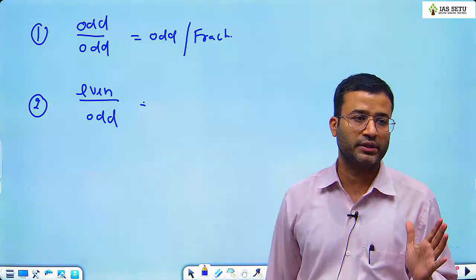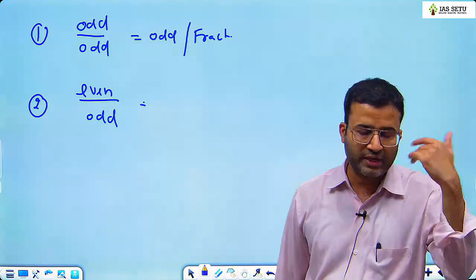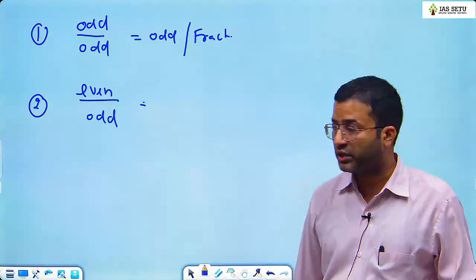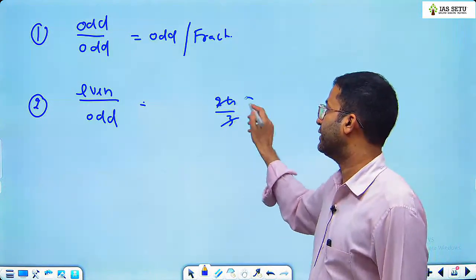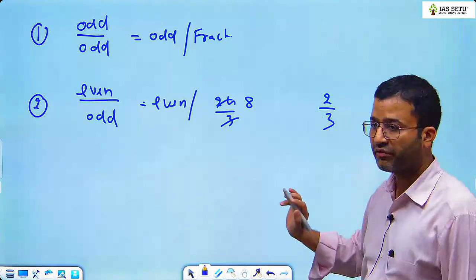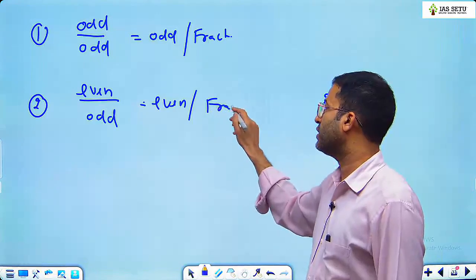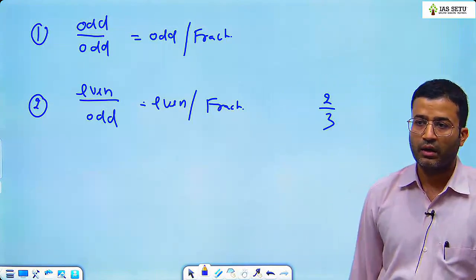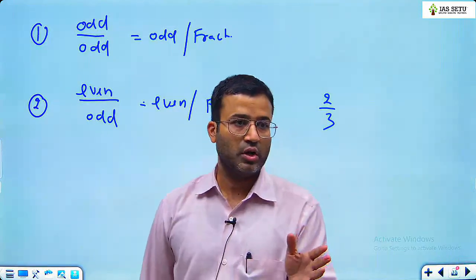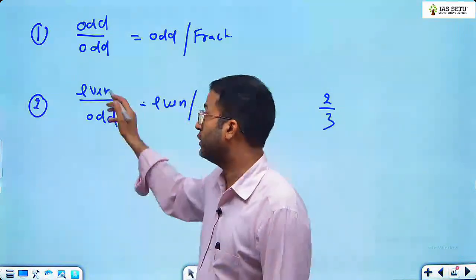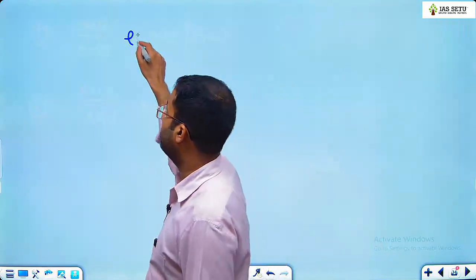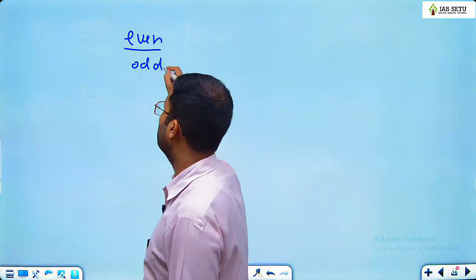Is there any other possibility? Think of some examples in your mind. 24 by 3 gives you 8. So this is one example for even. If you say 2 by 3, that is fraction. So I have one example for even, one example for fraction. अच्छा, आपको एक क्वेश्चन देता हूं. Think, can you tell me any number where even number divided by odd gives me odd? Even number divided by odd will give you odd.